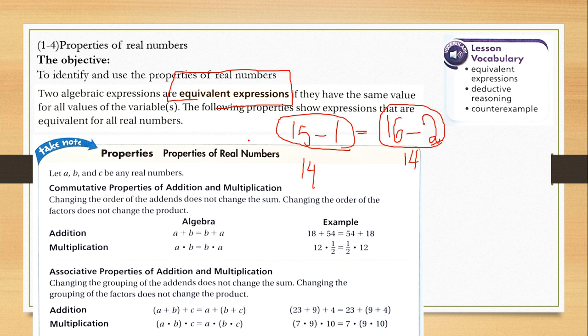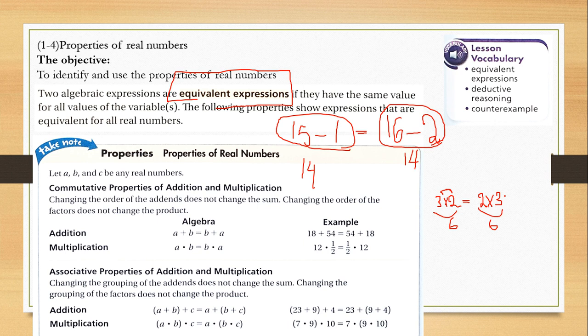Let's see where we need equivalent expressions. In algebra, we have addition properties and multiplication properties. The first one is the commutative property of addition and multiplication, which means you can change the order of the numbers. Once you change the order, you still get the same value. If you have 3 times 2, it will give you the same thing as 2 times 3. This will be 6, and this is also 6. So these are equivalent. Changing the order in addition and multiplication is okay.